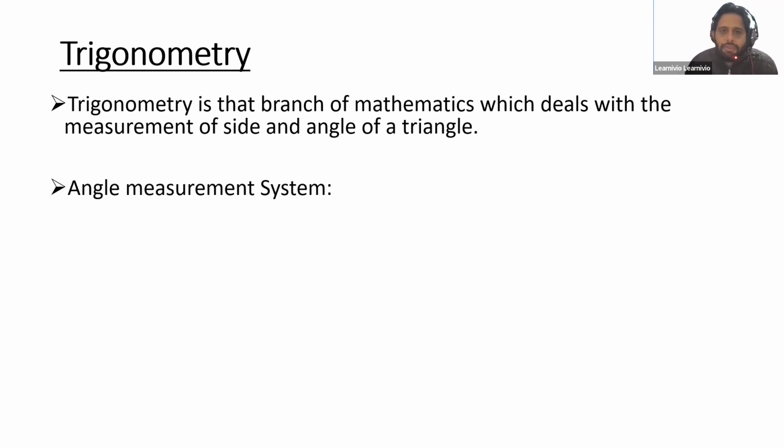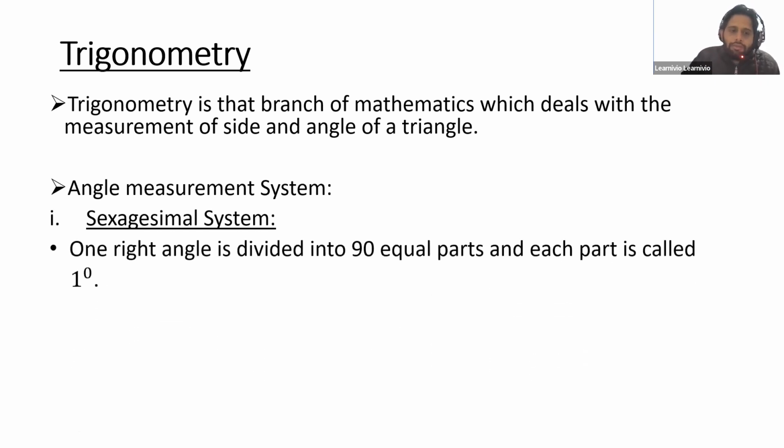Angle measurement system. Till class 10, you have measured the angle in degrees only. Now in class 11th, we have one more unit to measure the angle, that is radian. So here we will study two systems of measurement of angle. First is this one, where the measurement of angle is in degrees.